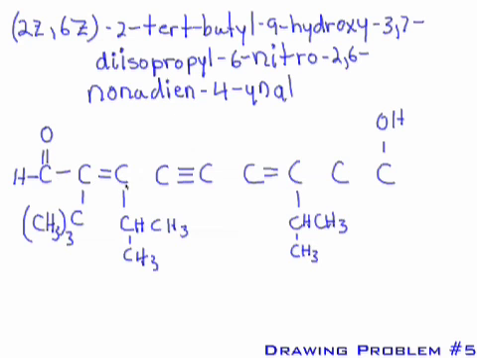1, 2, 3, 4, 5, 6. 6 is nitro. Okay, 6 nitro. Put that down. I think that's it. We've got everything. So now I just have to add hydrogens. Well, none there, none there. Looks like this is CH2 here and a CH2 here. 1, 2, 3, 4, 1, 2, 3, 4, 1, 2, 3, 4. Yes, that looks good. So there is my molecule.